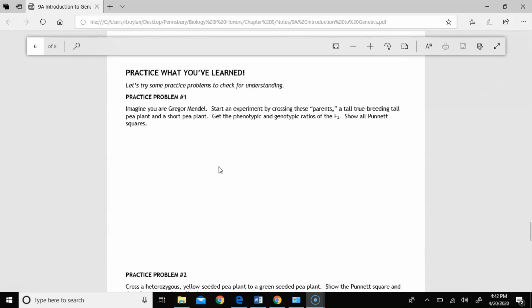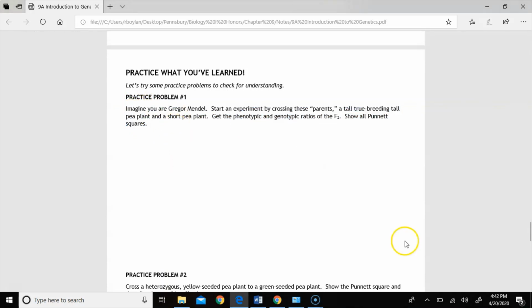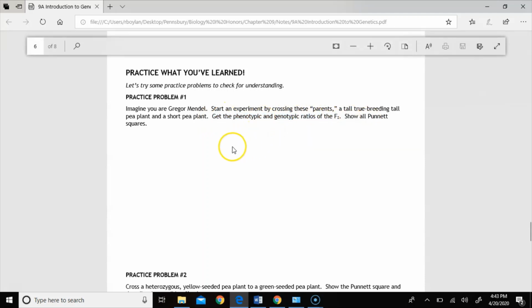So I know this might be a little tough on some of you, but what I want you to do is try these 5 practice problems, okay? I'll be honest with you, we actually did this one together, but don't look at it that way. Try it on your own. The only difference is we're starting with a true breeding tall and a short, okay? So big T times little t, right? That's how you're going to set this up, but now it says get the phenotypic and genotypic ratios at the F2. Show all Punnett squares.